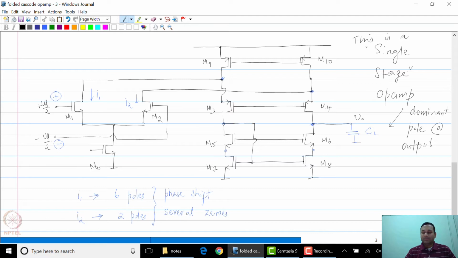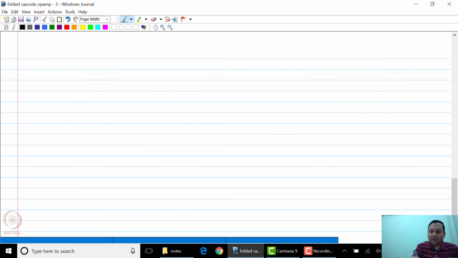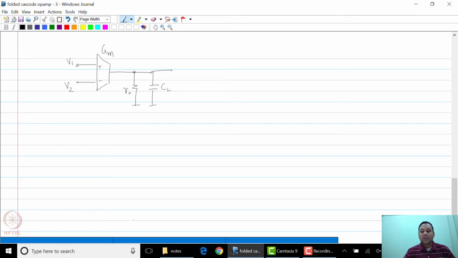single stage op-amp. And in other words, if you were to draw the equivalent circuit for this particular op-amp, it will look like an operational transconductance amplifier with a certain output impedance and a certain capacitance. So this is RO, and you have CL, and it has a certain transconductance.